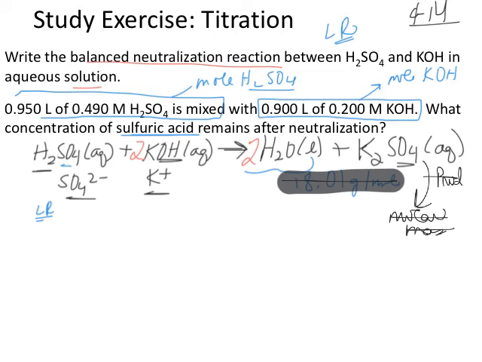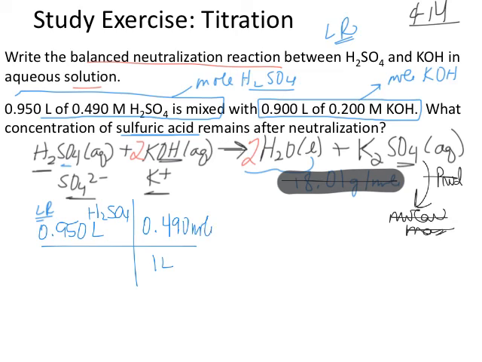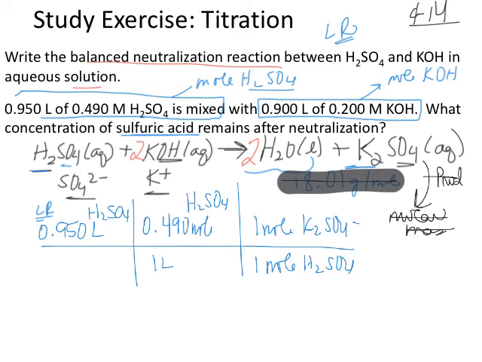Okay, so let's just start this. So we have 0.950 liter of H2SO4, sulfuric acid. And for 1 liter, remember we make molarity into a conversion factor, 0.490 moles of H2SO4. And then we're going to use our balanced equation, and we see that 1 mole of H2SO4 equals 1 mole of K2SO4. And when we put that in our calculator, we get 0.4655 mole of product. We'll just write product because we're going to the same product.